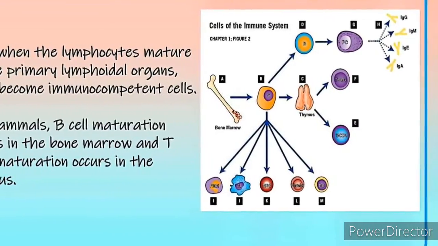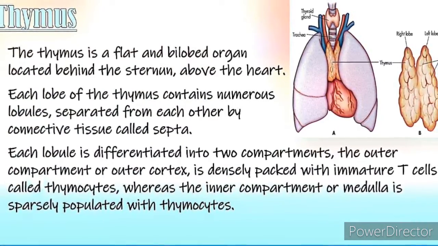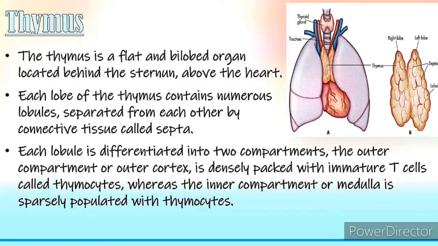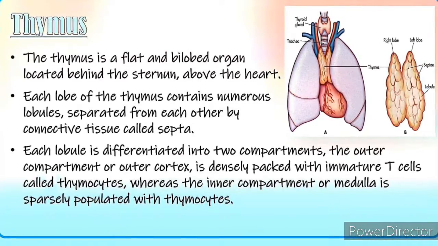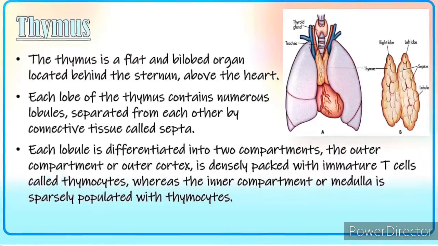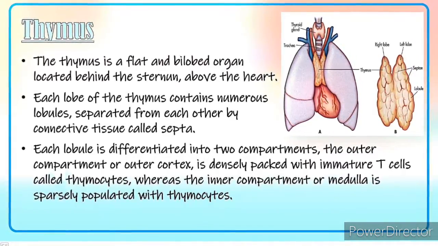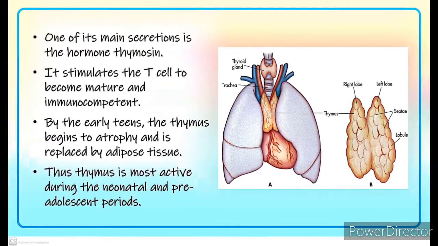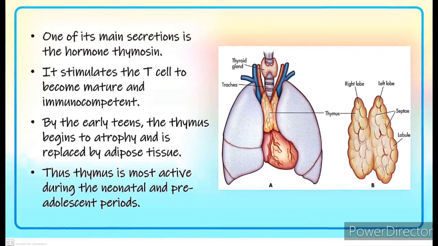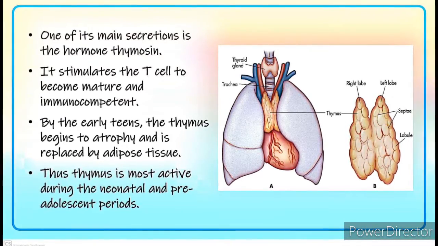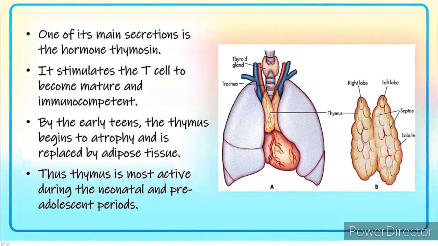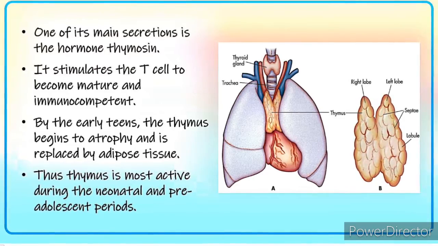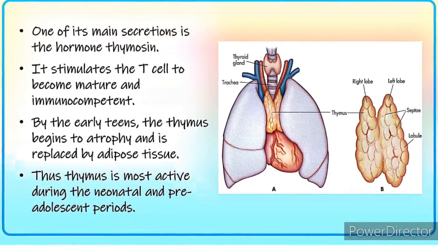Okay, so the thymus is a flat bilobed organ located behind the sternum, that is, in the chest region above the heart. Each lobe has lobules separated by septa. It has two compartments. One is the outer compartment or outer cortex, and the other is the inner compartment, that is the medulla. In the outer compartment, T cells are there. Here there is a hormone secretion, thymosin. Because of thymosin only, T cells become mature and immunocompetent.